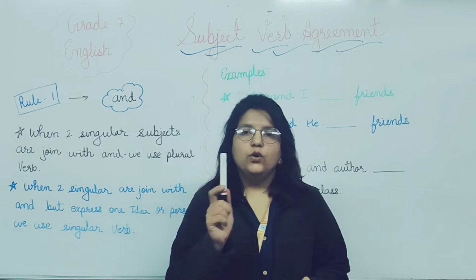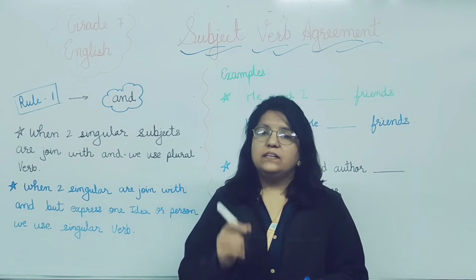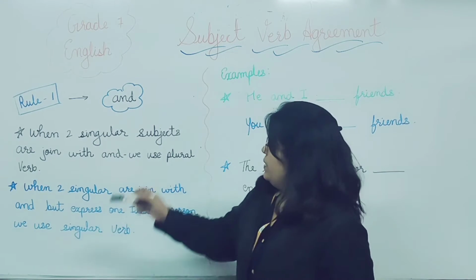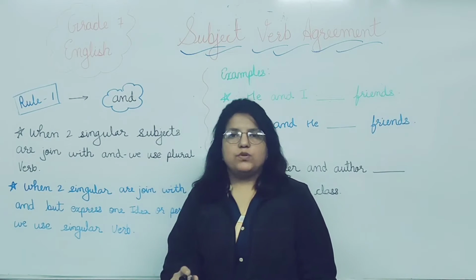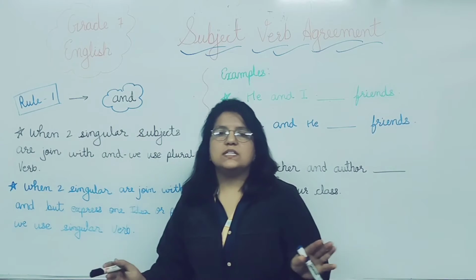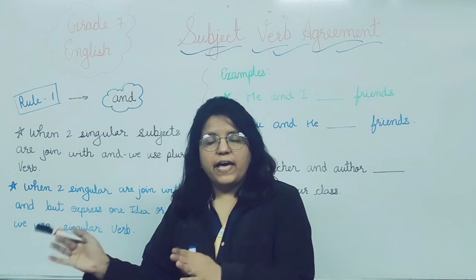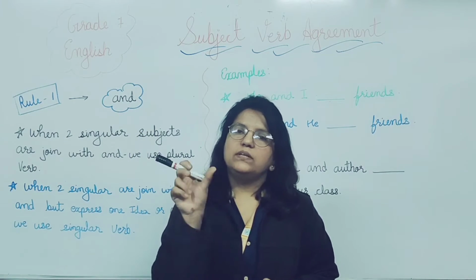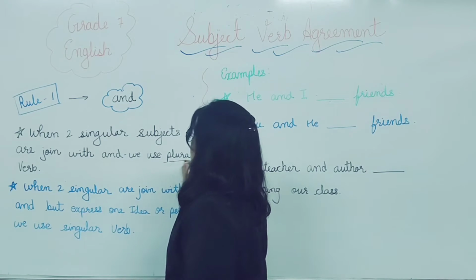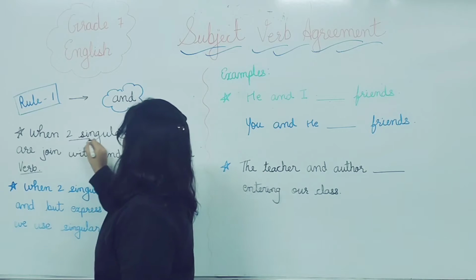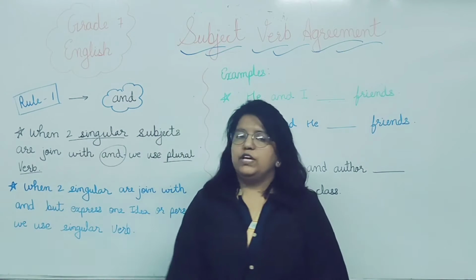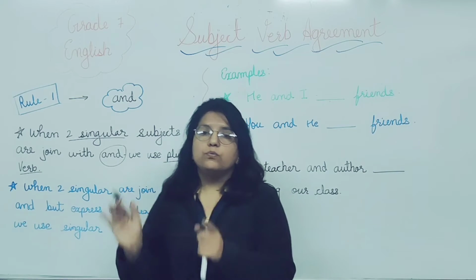Now let's see rule number 1. That is the use of and in a sentence. Now when two singular subjects are joined with and, then we use a plural verb with that. When two singular subjects are joined with and, we use a plural verb.